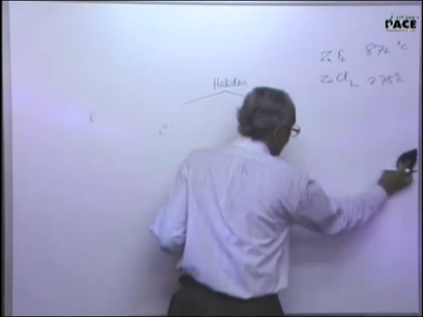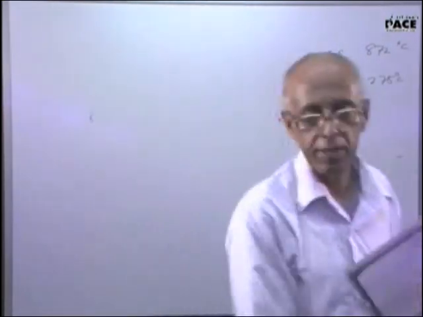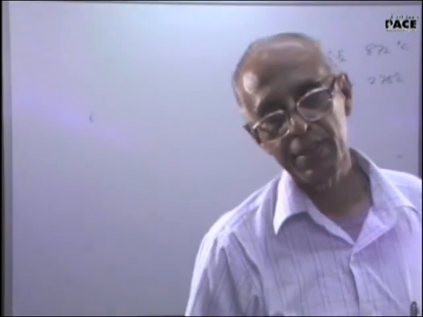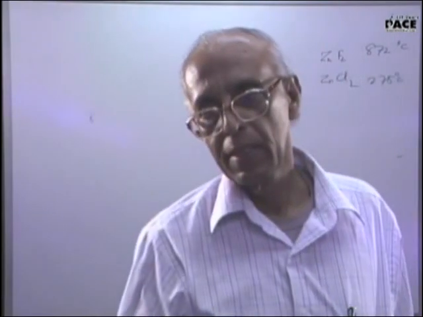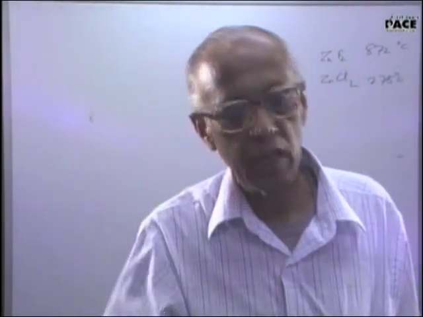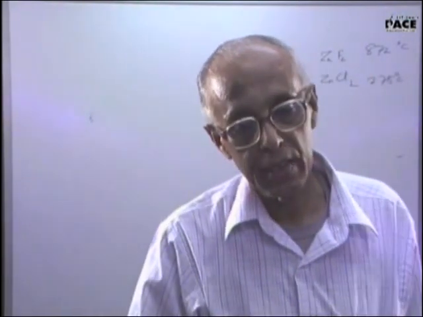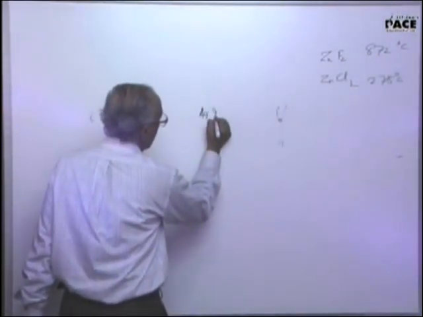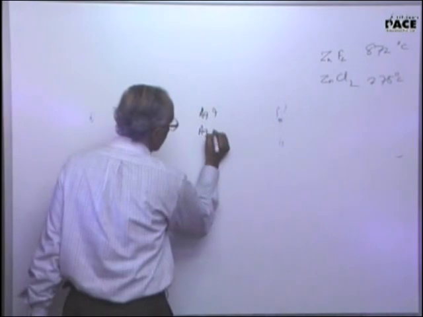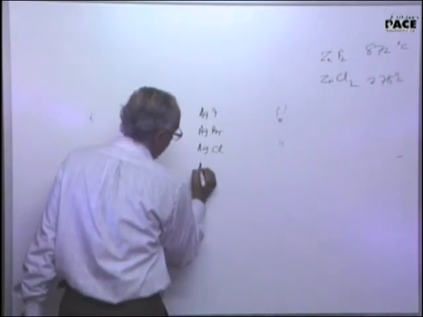And what is the proof that they are covalent? Because they become non-conductors even in the molten state. So even in the molten state, the covalent halide will not conduct electricity, unlike ionic halide, which will conduct electricity in the molten state. Silver chloride, silver bromide, silver chloride, silver fluoride.